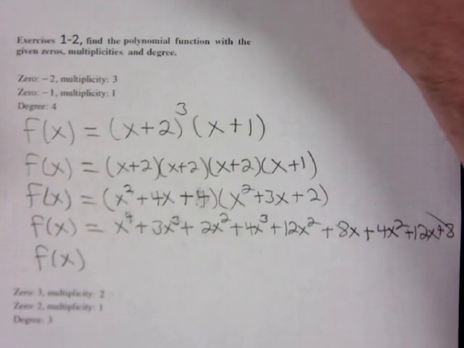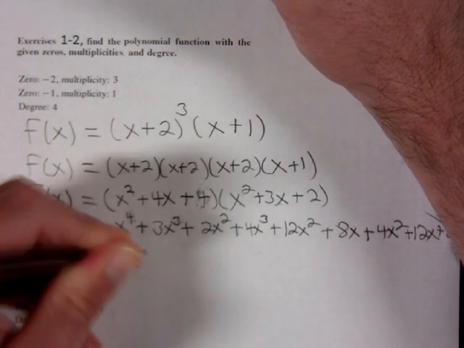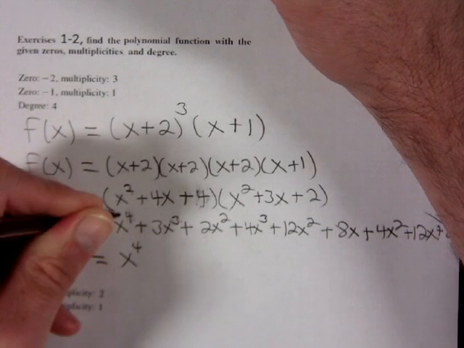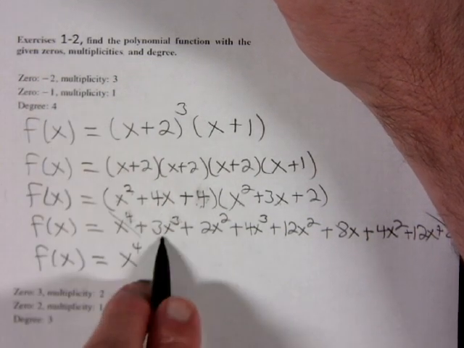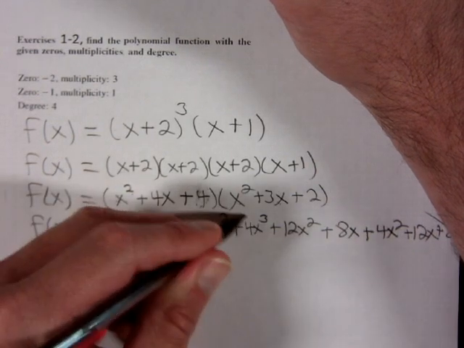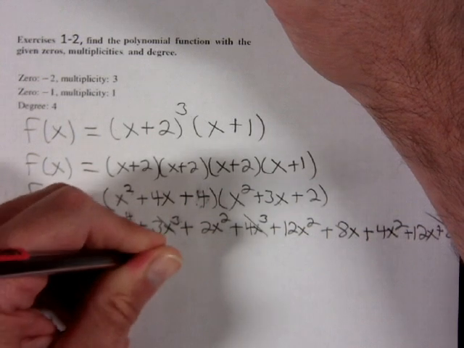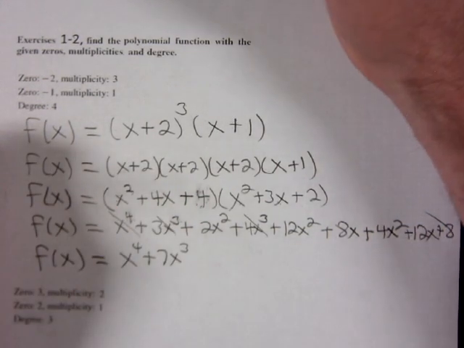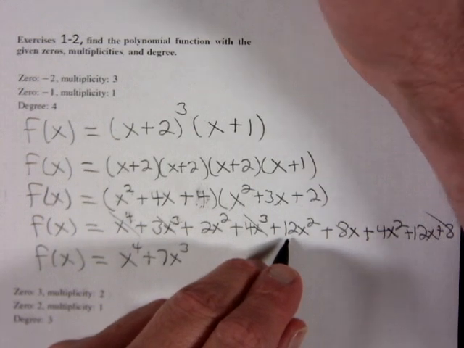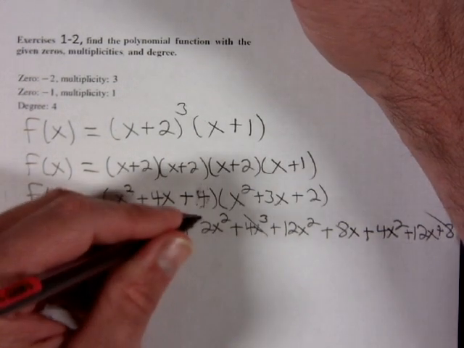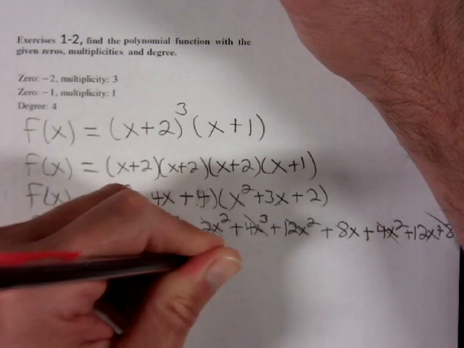And so now I've got x to the 4th. I don't have any other x to the 4th power, and so I'll just go ahead and write that one in and be done with that one. Now I've got 3rd power here. I've got 2 third powers, 3x to the 3rd and 4x to the 3rd. So that's going to be 7x to the 3rd. Let's take our squareds now. 2 and 12 and 4 would make 18x squared.